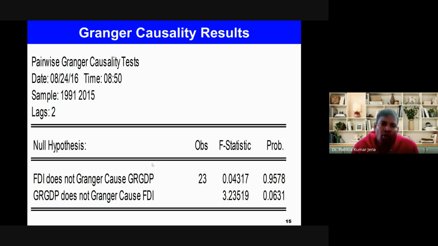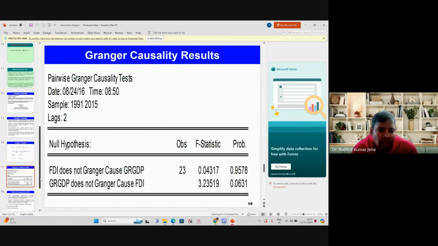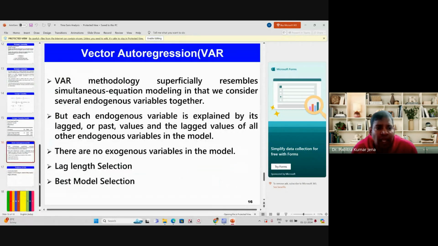Okay. So when you do the Granger causality test, it shows the two-way relationship. Here you can see the typical example where the Granger causality is significant. That means here you can reject the null hypothesis and expect the alternate hypothesis. That means FDI is causing growth rate. So here the result is FDI is causing growth rate.